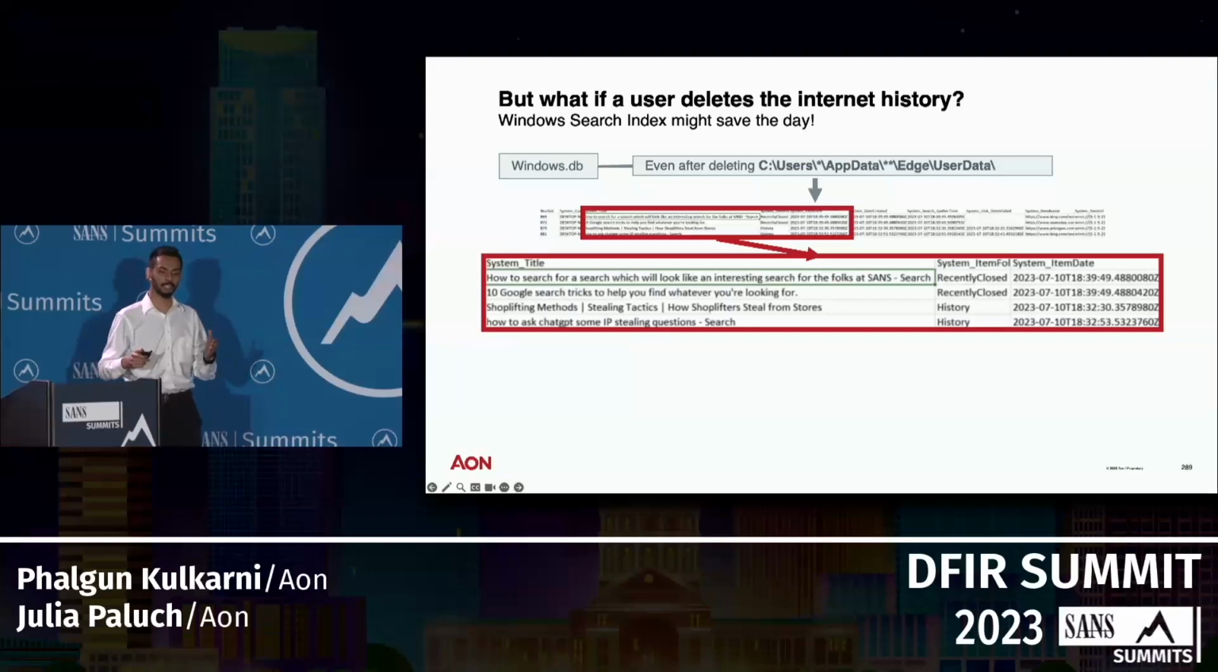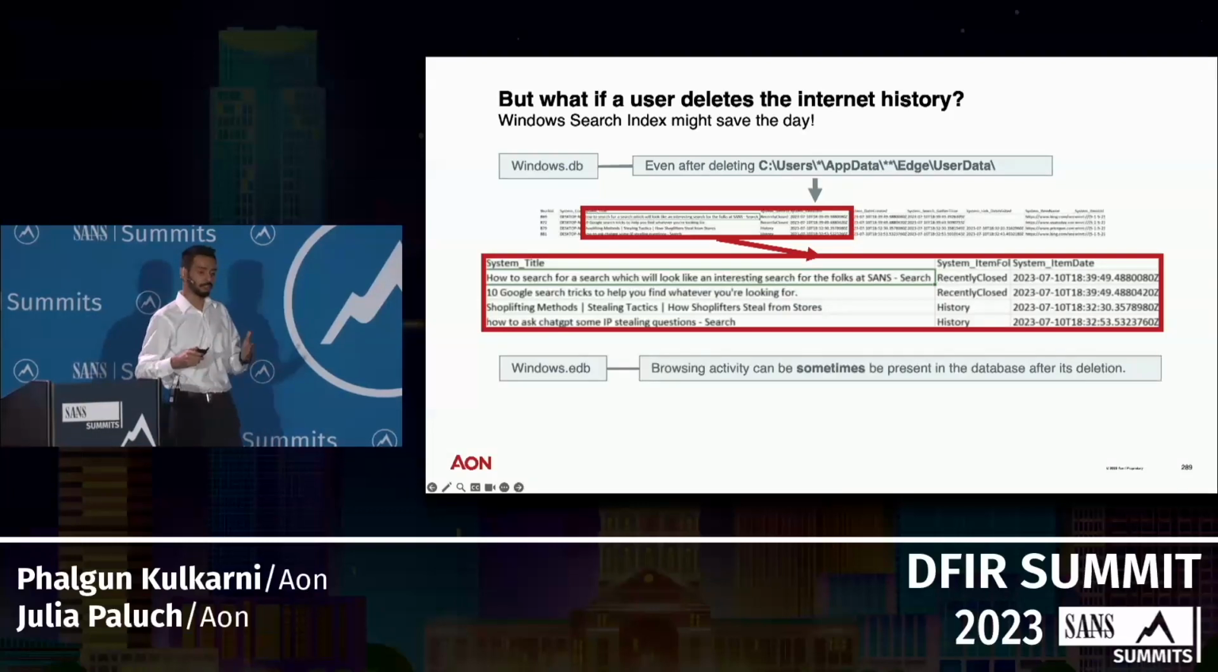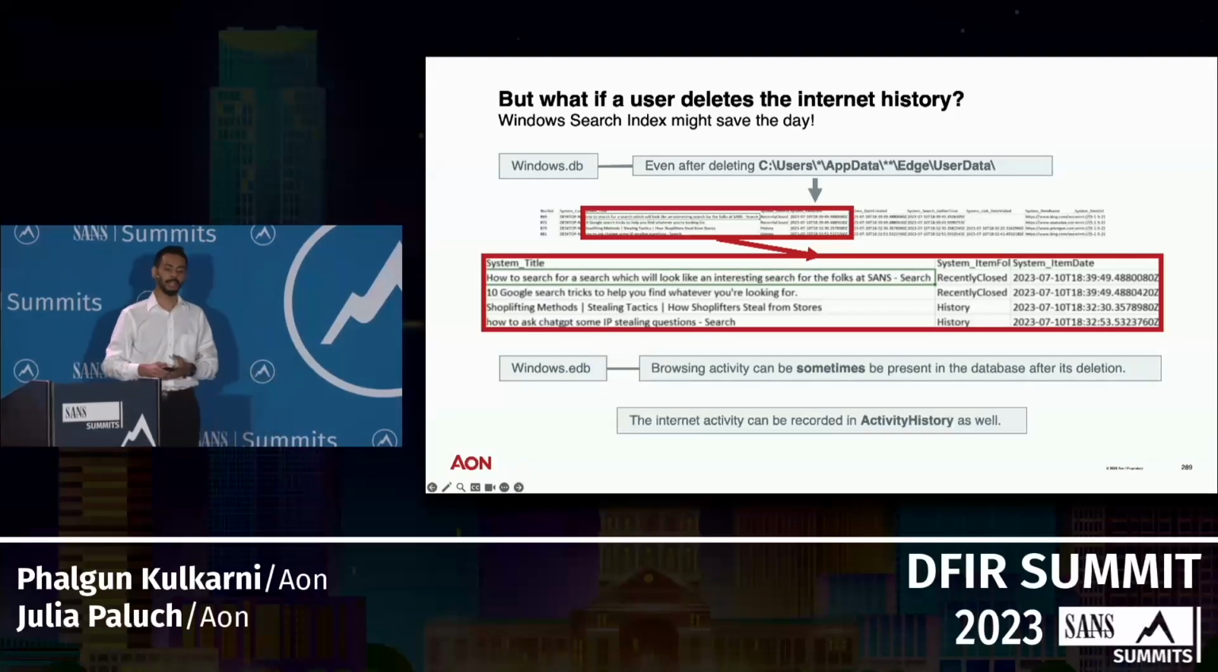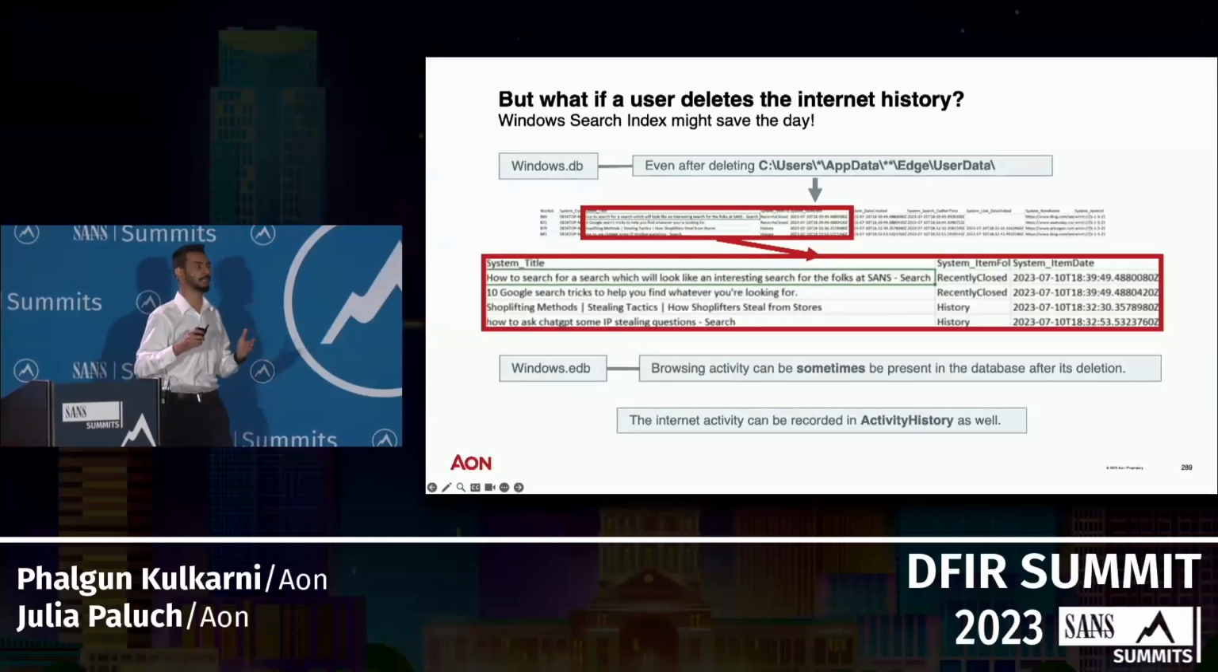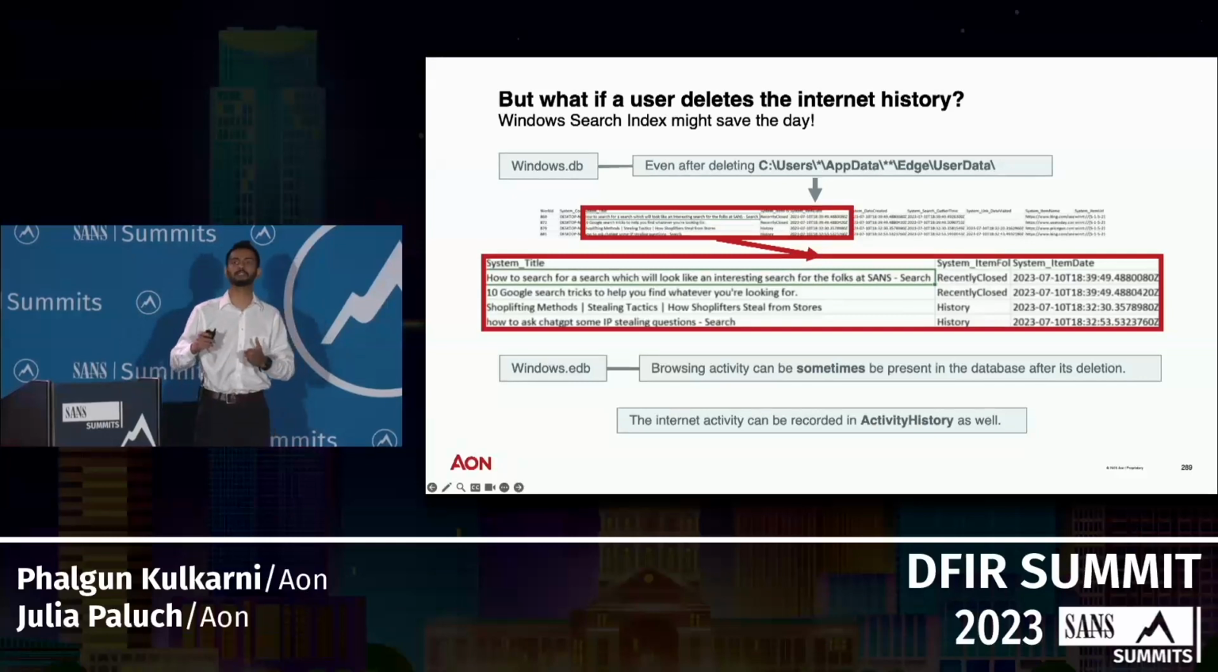And as we can see, we can enumerate which URL was accessed, the type of history, as well as when it was accessed. Now, this can be really important if you do not have browsing artifacts at your disposal, or, like I said, in cross-verifying your findings. But in contrast, in Windows 10 or EDB file, deleted browsing activity was sometimes present in the database, but not most of the times. And lastly, I wanted to highlight that internet browsing activity may also be present in the activity history feature of Windows Search Index.